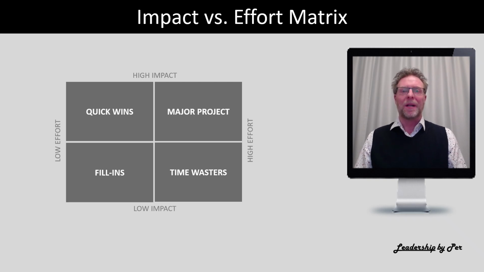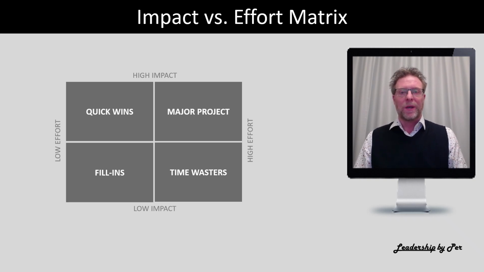Another simple but powerful prioritization tool is the impact versus effort matrix, similar to the Eisenhower priority matrix just presented. These frameworks help me decide what to work on first by evaluating initiatives along two dimensions, the impact they create and the effort required to implement. I use this method frequently.